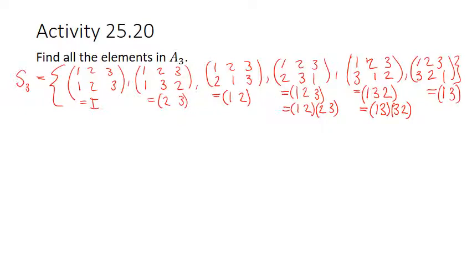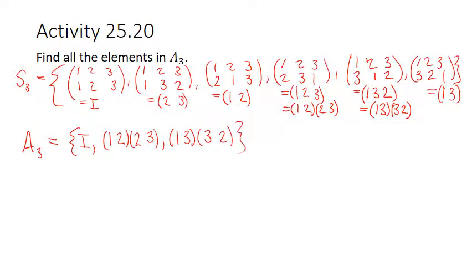Okay, so which of these are even permutations? That's going to be I, because it's 0 transpositions. So I is in the alternating group, and also (1 2)(2 3) is in the alternating group, and finally (1 3)(3 2) is in the alternating group, and it's just those 3 elements.